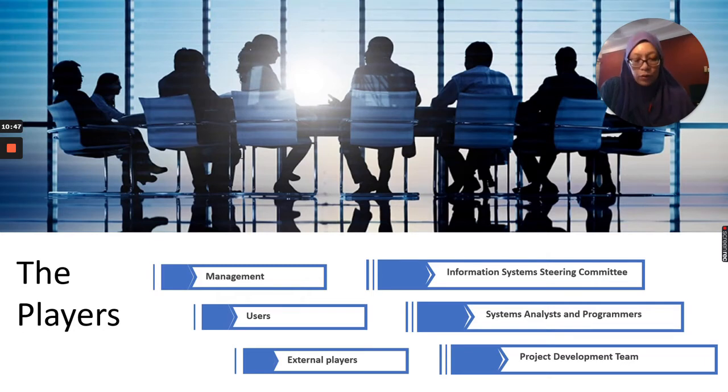The management will look at the alignment of the system with the corporate strategy. Because they are top managers, they normally know the strategy, and they have to look at the proposal and the changes that need to be made if they want to develop a new system. So they need to make sure the changes are in line with the corporate strategy.